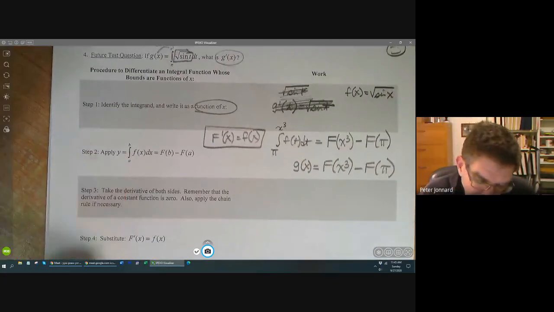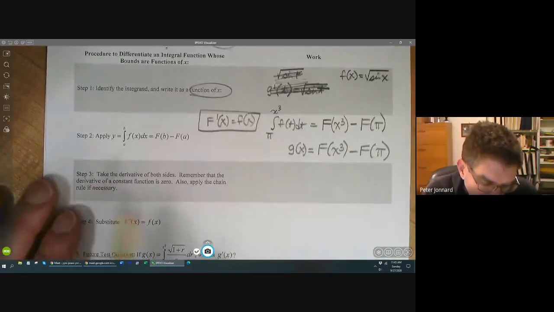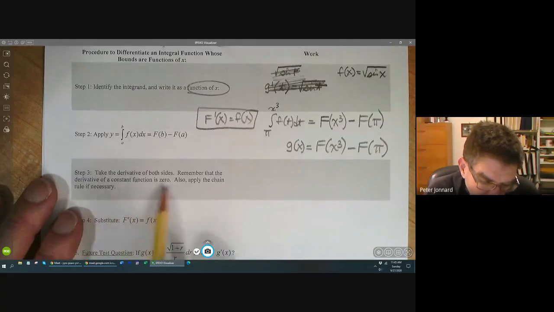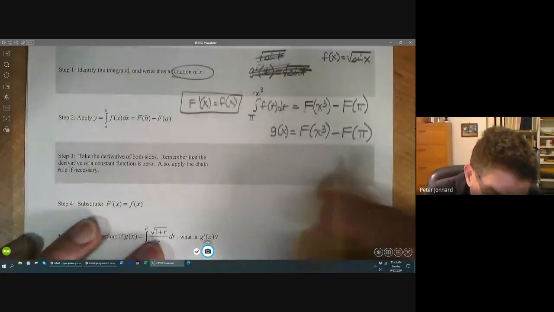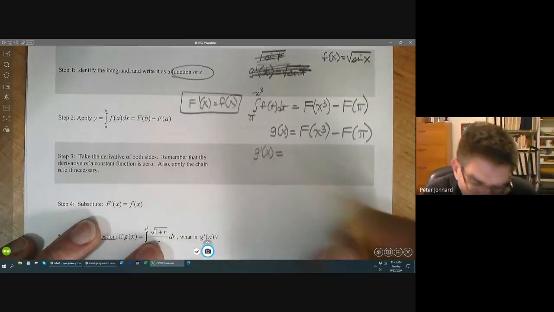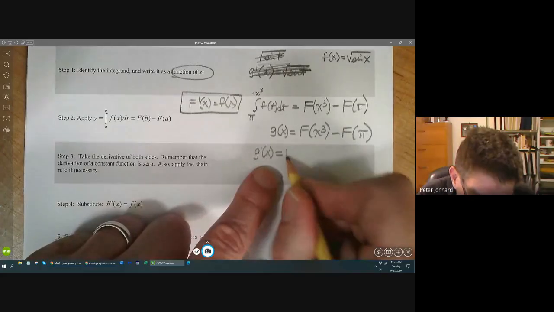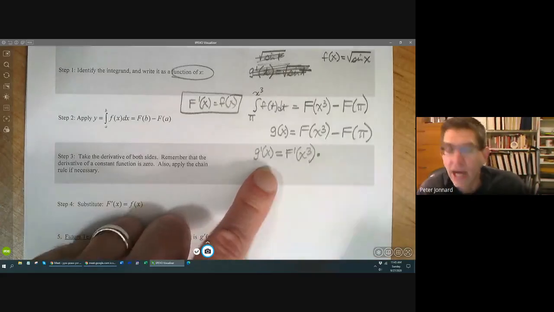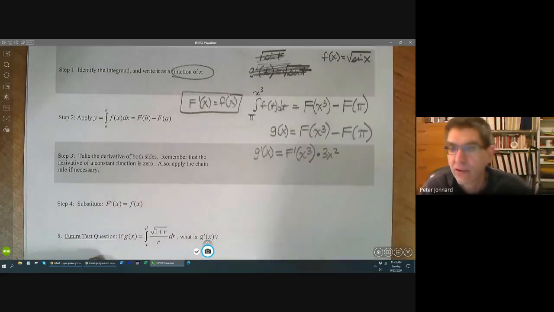Now it's just a matter of applying our calculus and algebra to it. Take the derivative of both sides. Remember that the derivative of a constant is 0. Also apply the chain rule if necessary. So check it out. By definition, g prime of x must be equal to the derivative of this. So chain rule: you do the derivative of the mama, don't mess with the baby, and then you multiply that by the derivative of the baby, 3x squared. And that's the chain rule.